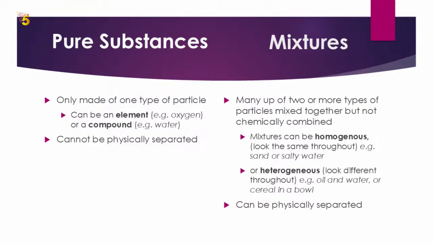Mixtures can be homogeneous, which means that they look the same throughout them. A little bit like our sand, right? It looked the same even though it had specks through it. Or they can be heterogeneous, which means that they look different throughout. An example of that was our oil and water because the oil sat on top.